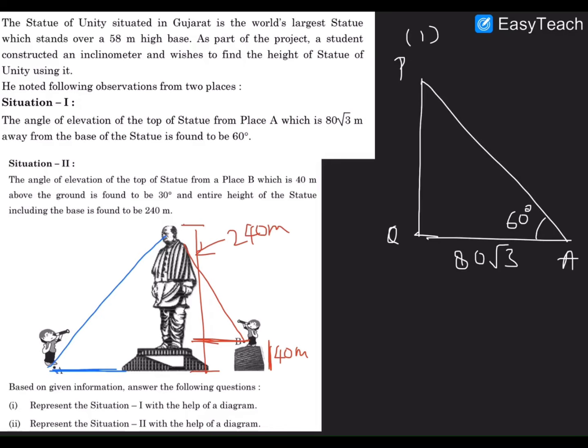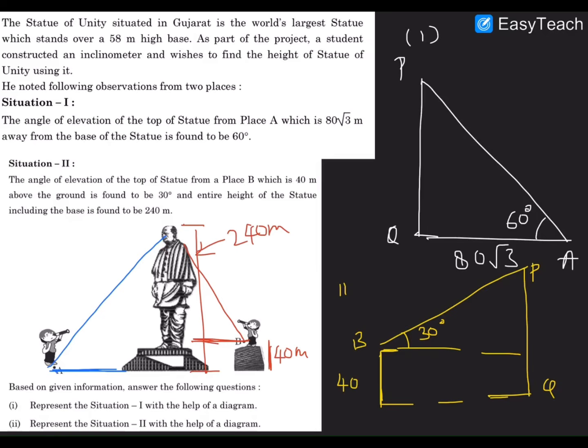So now I am representing this situation. Second, as you know, it is 40 meters, your point B, and the statue PQ is 30 degrees. The whole PQ distance is given as 240.